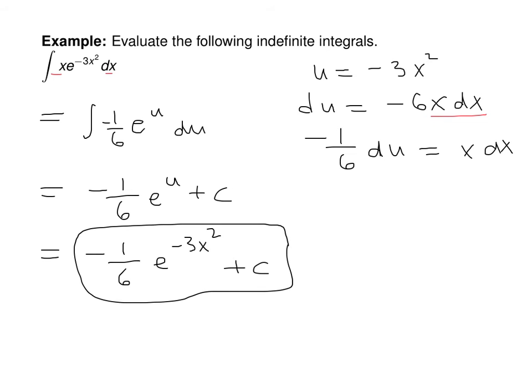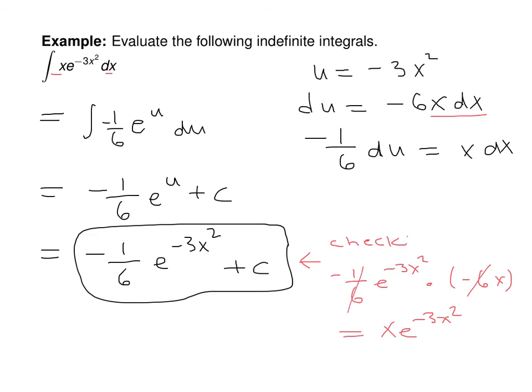And you can check your answer by taking the derivative of this. You should get back what you had at the beginning. So let's just check. Negative 1/6 e to the negative 3x squared, because the chain rule will multiply by the derivative of negative 3x squared, which is negative 6x. So this negative 6 cancels the negative 1/6, and I get x e to the negative 3x squared, which is what I was supposed to get.